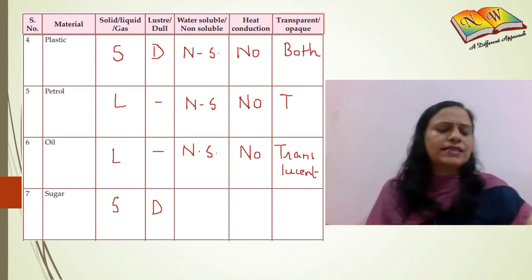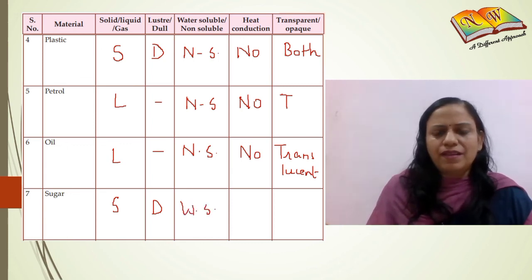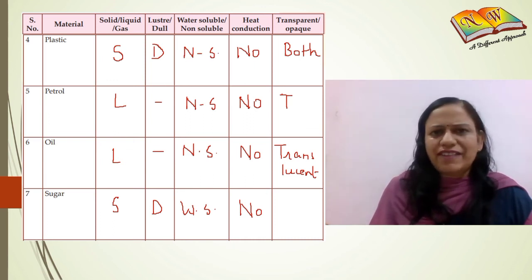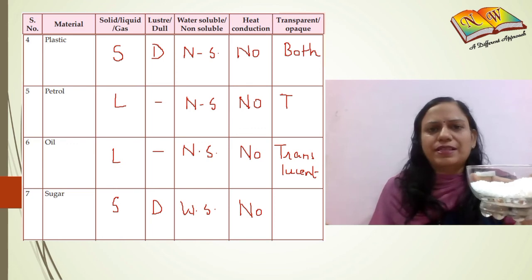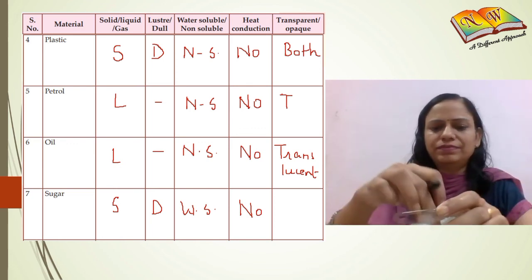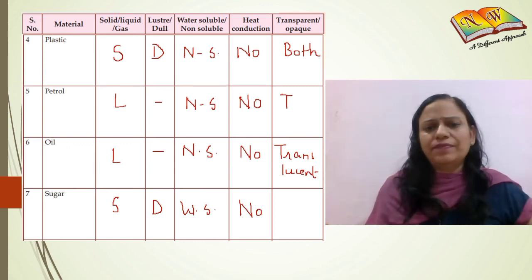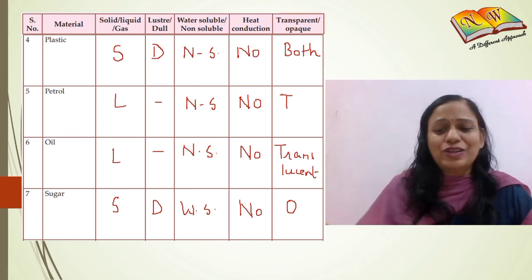Now, if you add some sugar to water and you stir it, it does dissolve, right? So it is water soluble. It is not a conductor because sugar doesn't have ions in it, so it doesn't conduct electricity or heat. But yes, though it melts, it isn't a conductor. What about its transparency? Is it transparent or opaque? Now for that, you will have to observe a crystal of sugar very, very closely and you will find that it is opaque. So isn't that interesting?